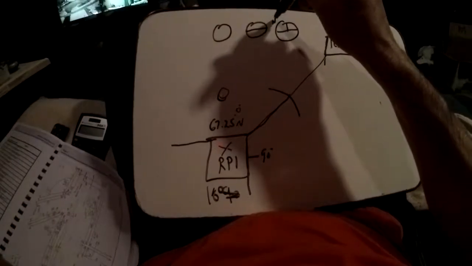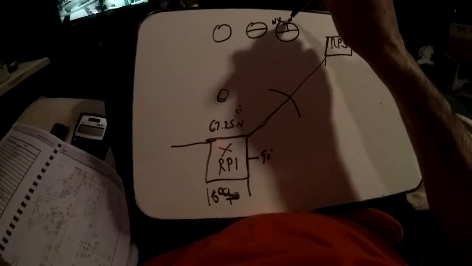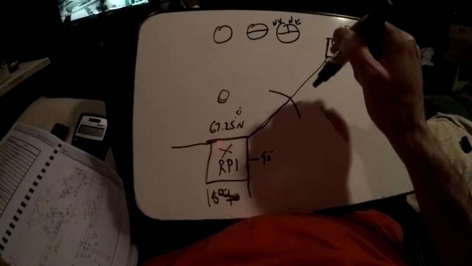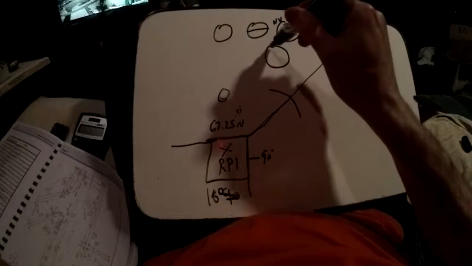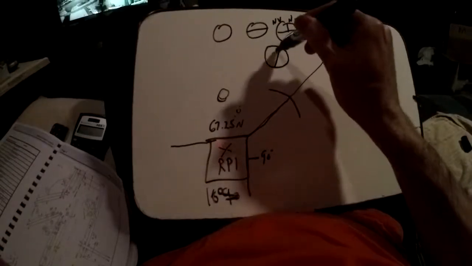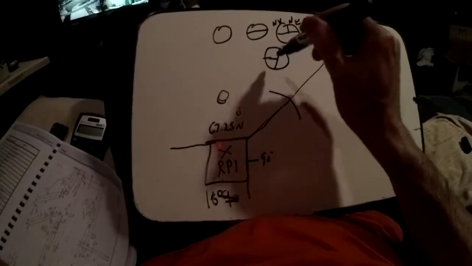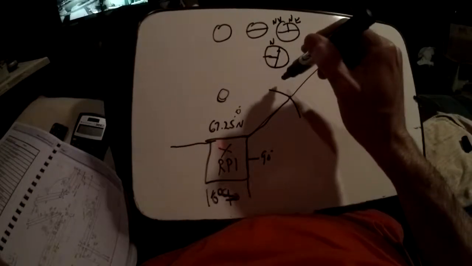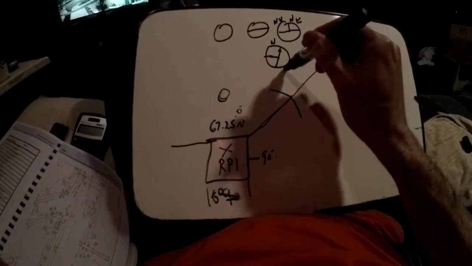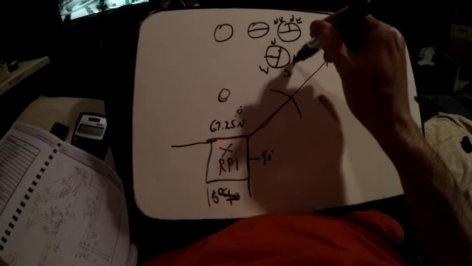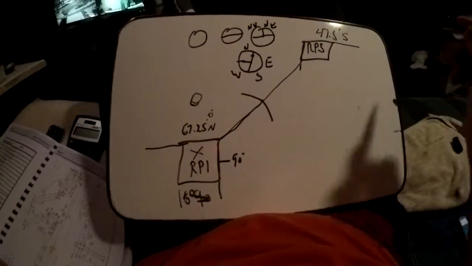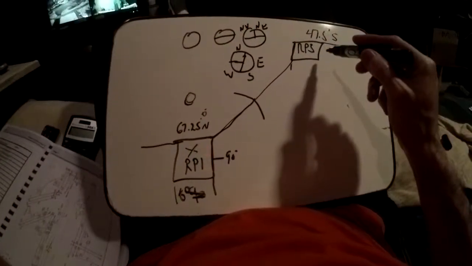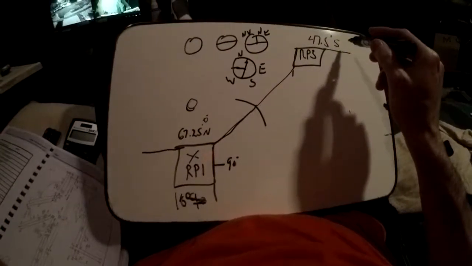This would be northwest, this would be northeast, right? If I did it the other way, like this, and I struck an arc, that would be north. Which one is more south? South, west, east, and so on. Anyway, other direction, 47 degrees south.